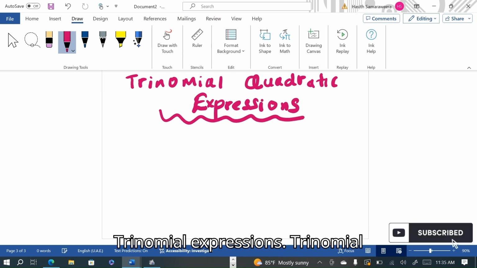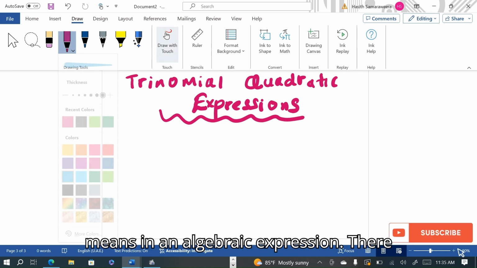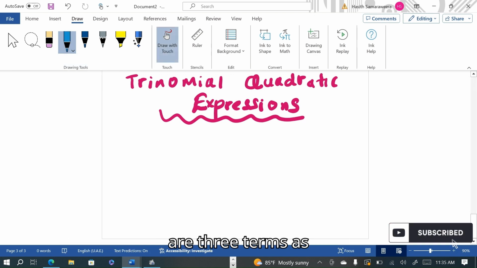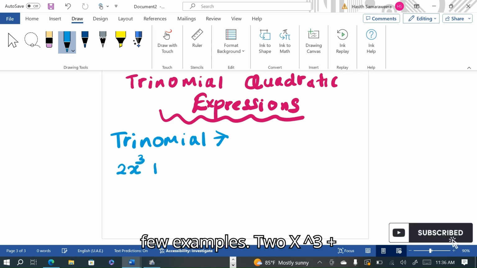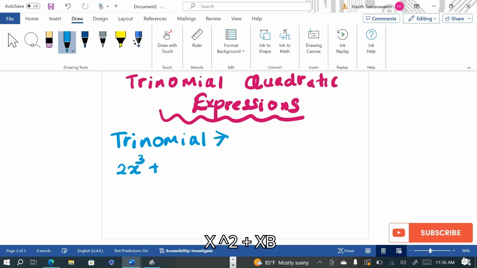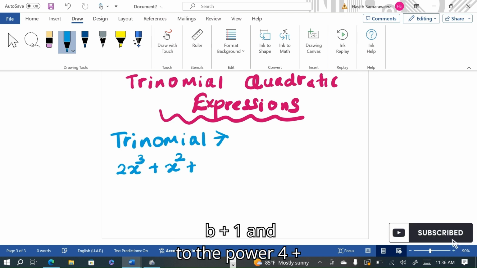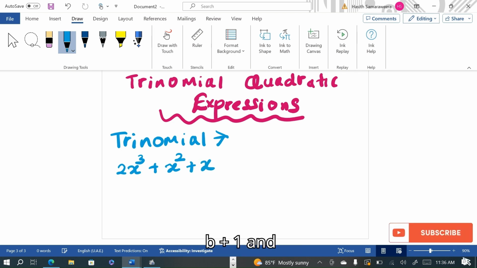Trinomial expressions. Trinomial means, in an algebraic expression there are 3 terms, as few examples. 2x cubed plus x squared plus x, b to the power 4 plus b plus 1, and ax squared plus bx plus c.